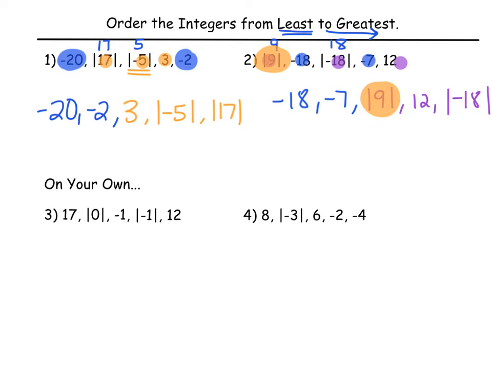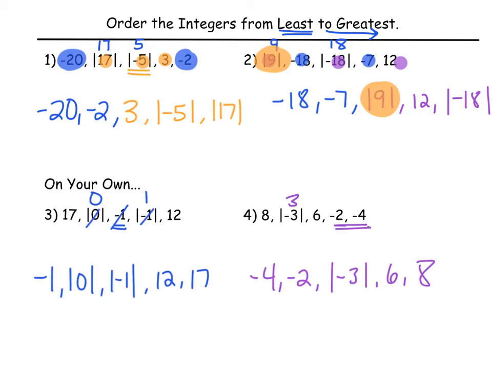Pause the video, do the next 2 on your own, come back and check your answers. Looking at number 3, smallest to biggest, or least to greatest, is -1, the absolute value of 0, the absolute value of -1, 12, and 17. And number 4, our answer is -4, -2, the absolute value of -3, which really is 3, 6, and 8.